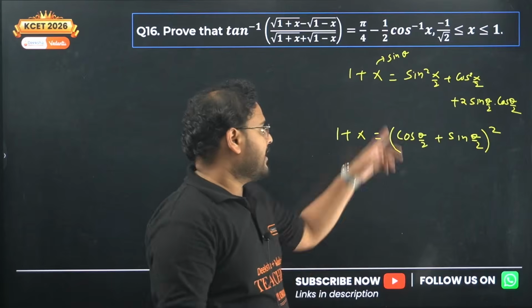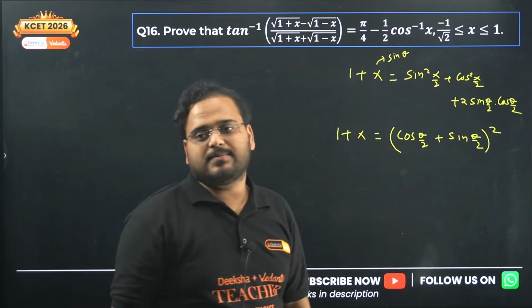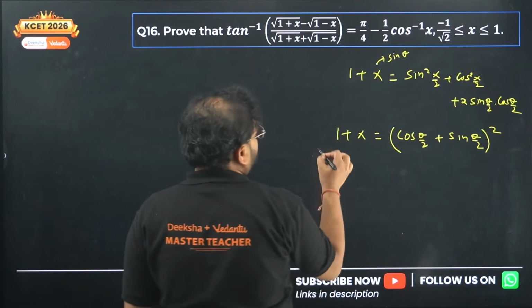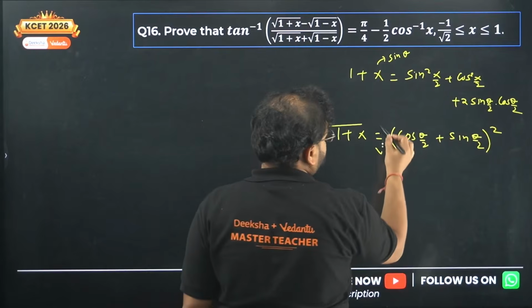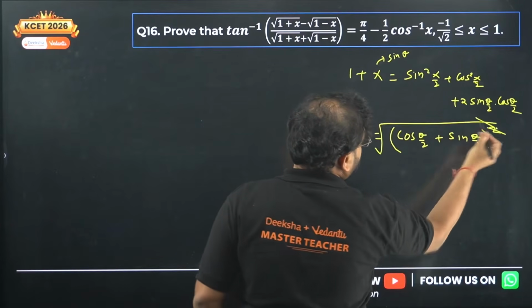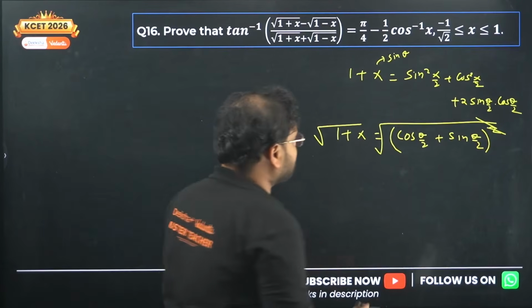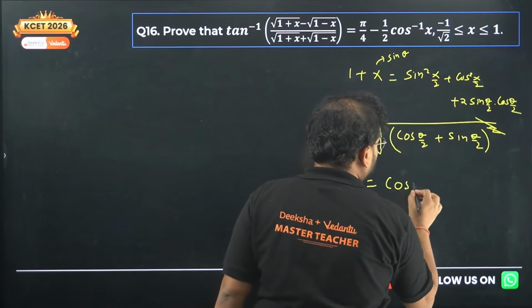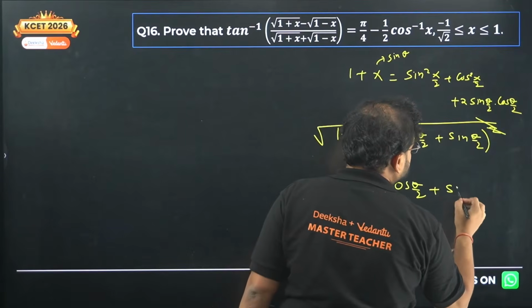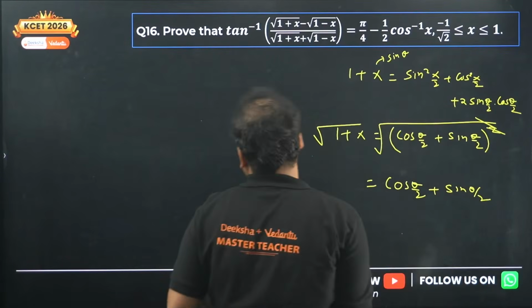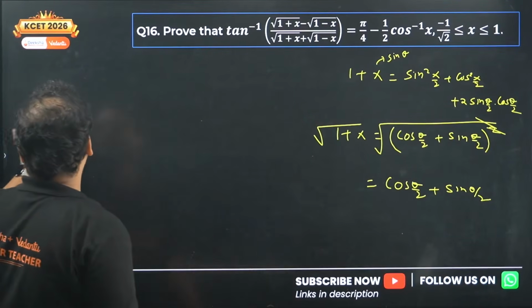Check: a square plus b square plus 2ab is a plus b the whole square. Okay, sir. Take root. So then this is cancelled. It means that root of 1 plus x is nothing but simply cos theta by 2 plus sine theta by 2.